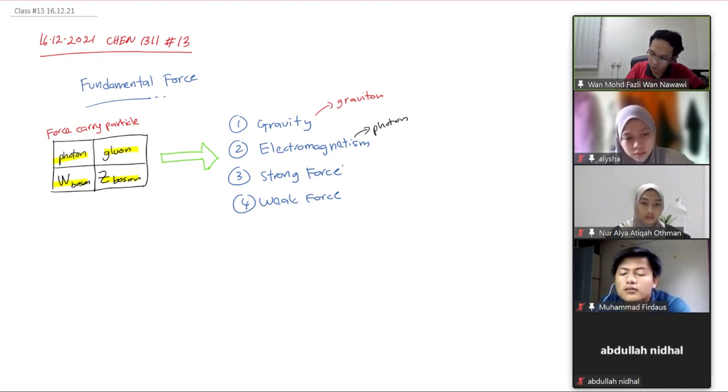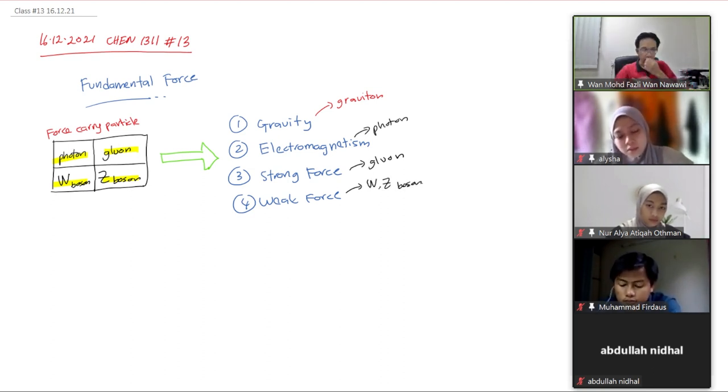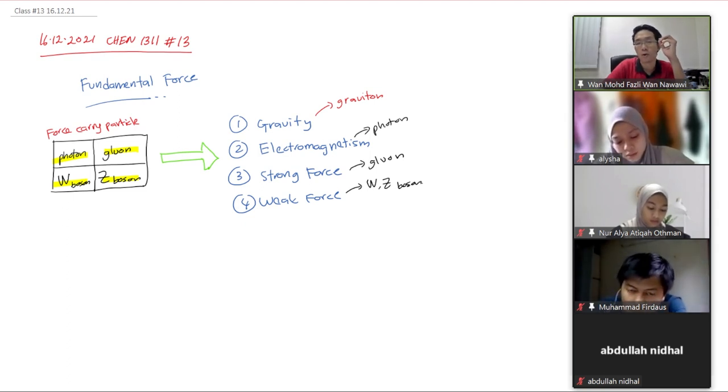So the force carrying particle for the strong force is the gluon, and the weak force is something related to radioactive decay and so on. The force carrying particles for the weak force are the W and Z bosons.